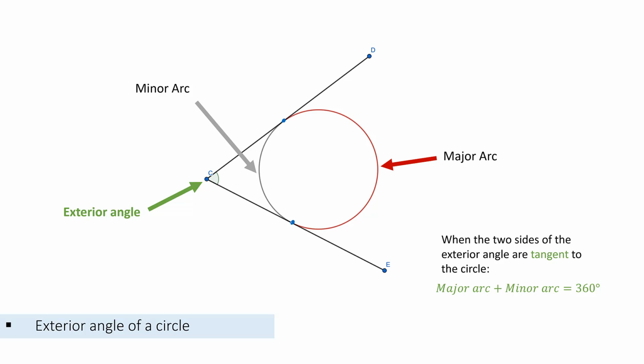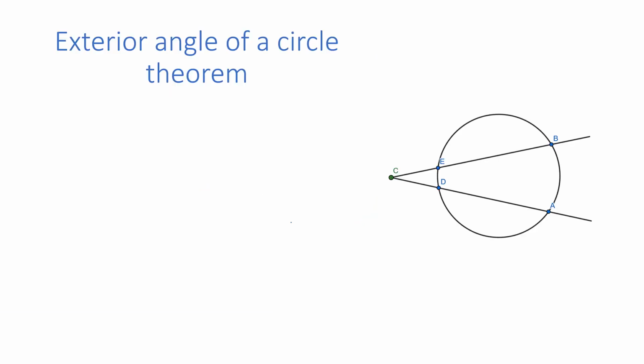So only in this case, when both of the lines of the exterior angle are tangent to the circle, the sum of the major arc plus the minor arc is going to be 360 degrees, which is the complete rotation or the full circle. This is only going to be true when both lines of the exterior angle are tangent to the circle. Now let's see what is the exterior angle of a circle theorem.